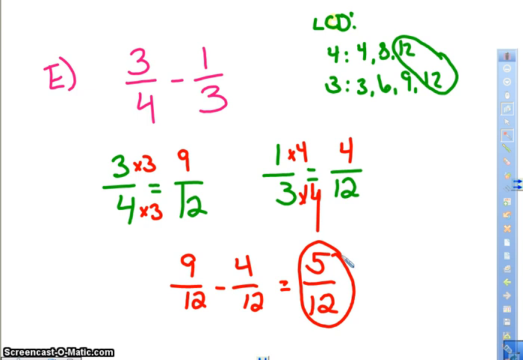Okay, so the first thing you need to do is get a common denominator. You're going to rename it and get a common denominator. Okay, combine the numerators, leave the denominator the same, and when it applies, you're going to simplify your fraction.